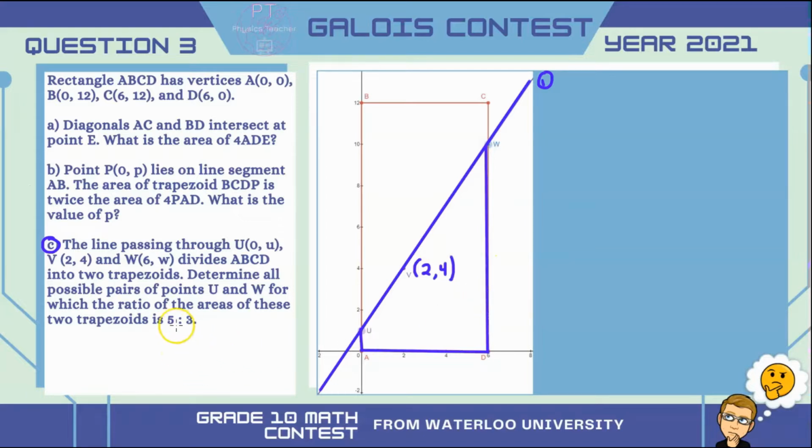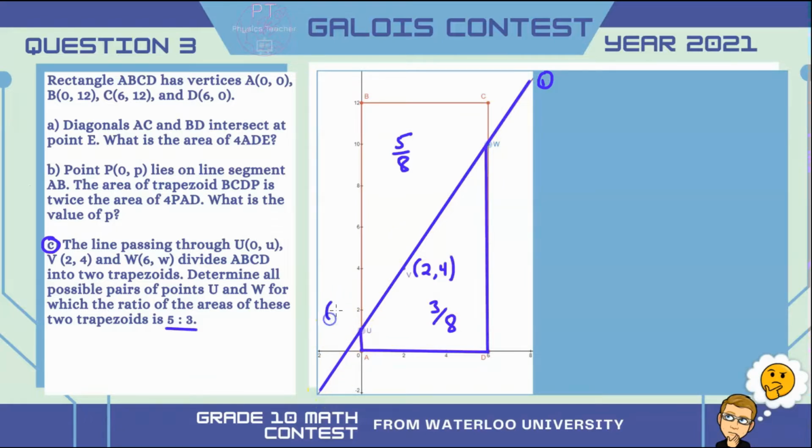Now because it says the two trapezoids have areas with a ratio of 5:3, that means one of them has an area of 5/8 the total area of that rectangle, and the other one has an area of 3/8 the total area of this rectangle.